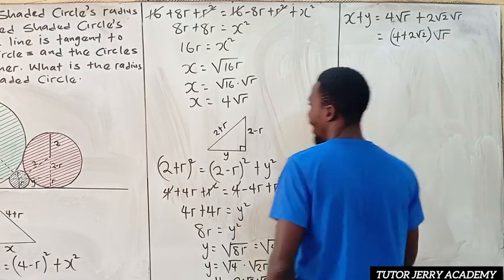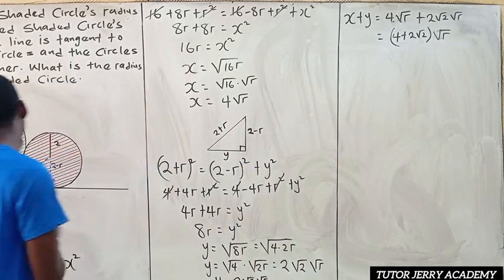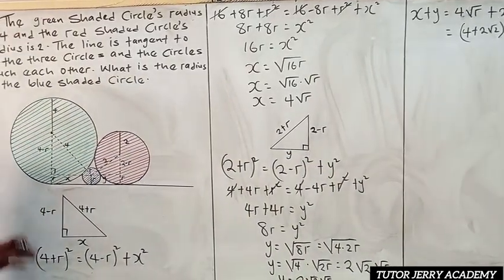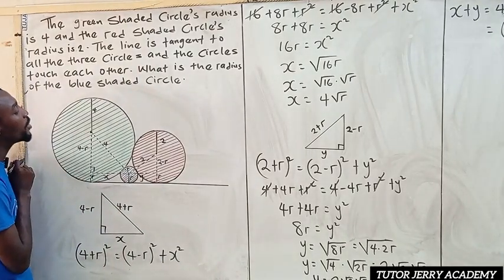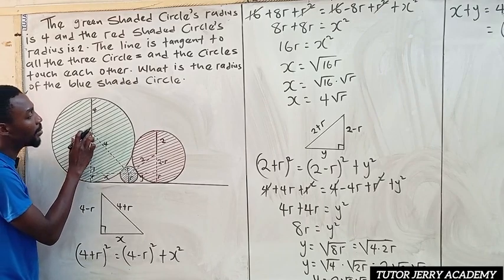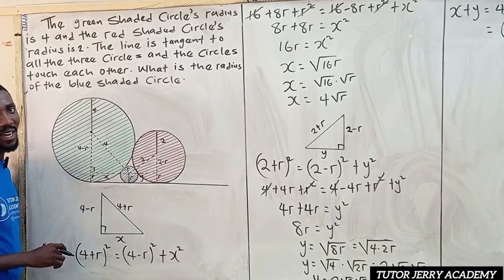All right. So that is the total length. Now that we know the total length, don't forget again that the total length from this point to this point will also be equal to what? The total length from this center point here to this point. Is that clear? All right.